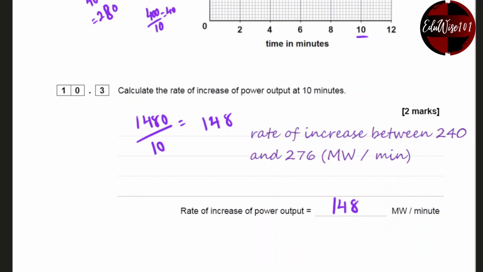I made a mistake. This paper has 13 questions, which means there are 3 more questions to go and I will make one last video to go through all 3 questions.